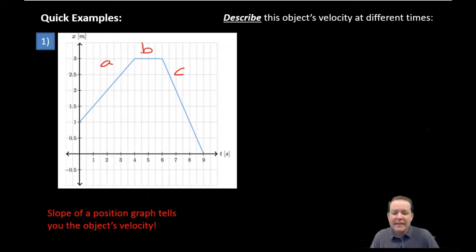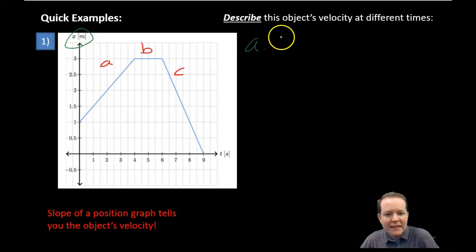So let's do some quick examples. That's my goal. Okay, here I have a position versus time graph. Sometimes they're labeled position. Sometimes they'll just have that label X written down there. Okay, but let's try and describe the velocity. Even though this is a position graph, let's try and describe the velocity at these 3 different times. So at A, what can you tell me about the velocity of this object based on this position versus time graph? Well, it looks like the velocity at location A, notice it's a straight line here, right?